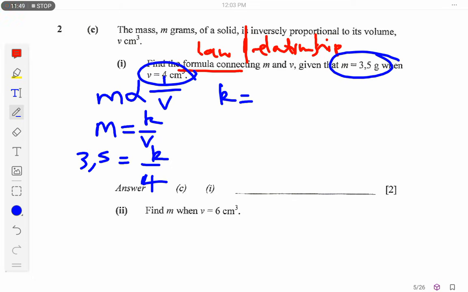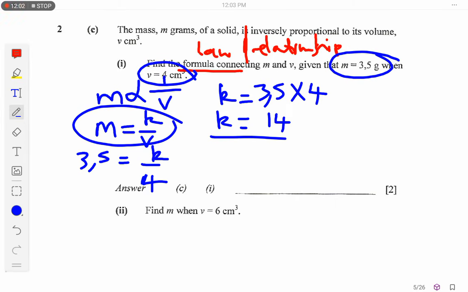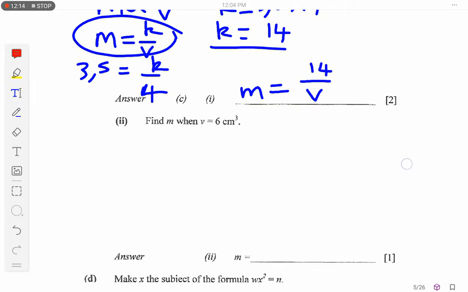Okay, so my K value is going to be 3.5 times 4, and we get our K as 14. But that is not the last of it. To write the relationship, we write this including the K, which is equal to 14. So our relationship, our formula, is M is equal to 14 over V. We are done. Now let's move on to the next part of the question.